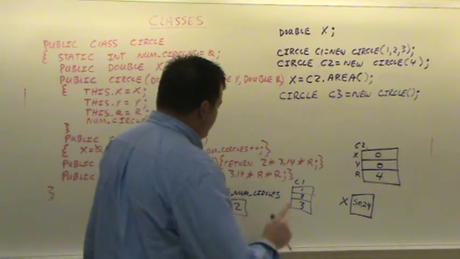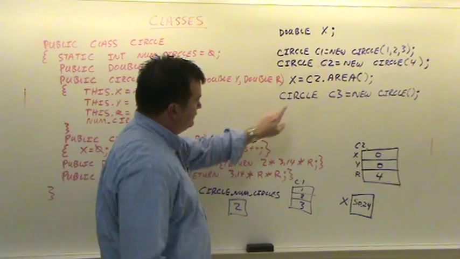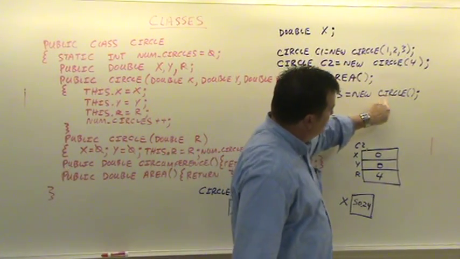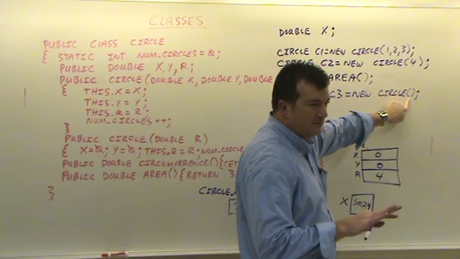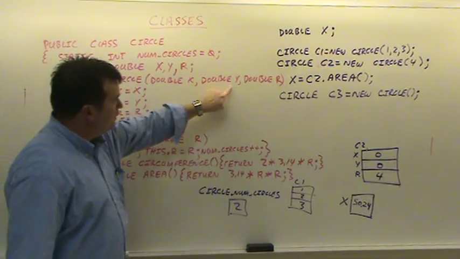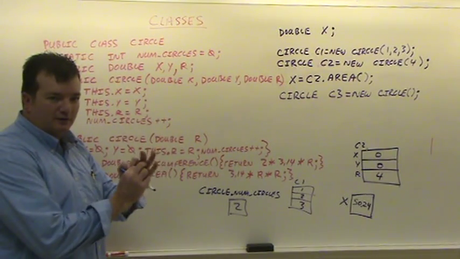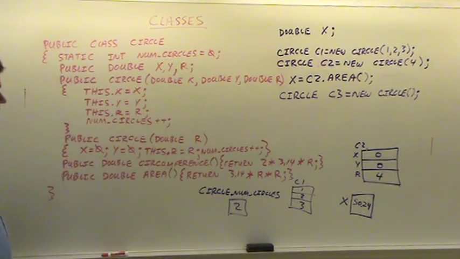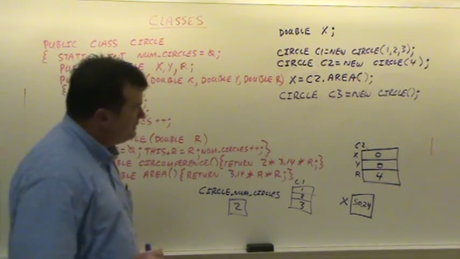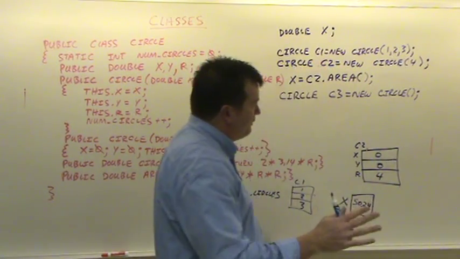It looks like we're trying to create a third object called C3. We're calling a constructor that takes in no parameters. We have a constructor that takes in no parameters? No, we have 2 constructors. One of them takes in 3 parameters, the x-coordinate, the y-coordinate, and the radius. Another one takes in just the radius and by default puts the circle on 0, 0. And we don't have one that takes in no parameters.